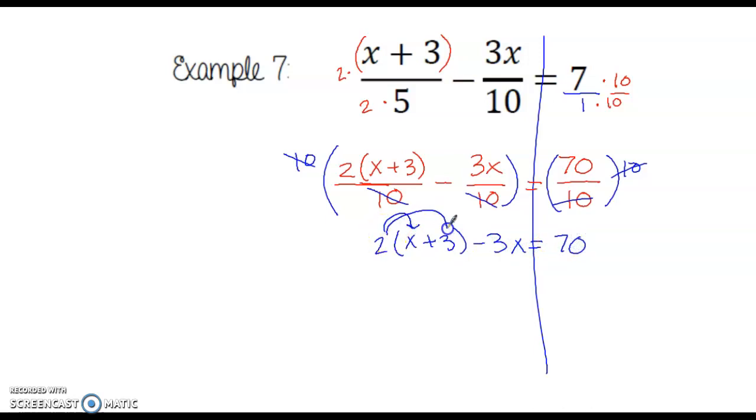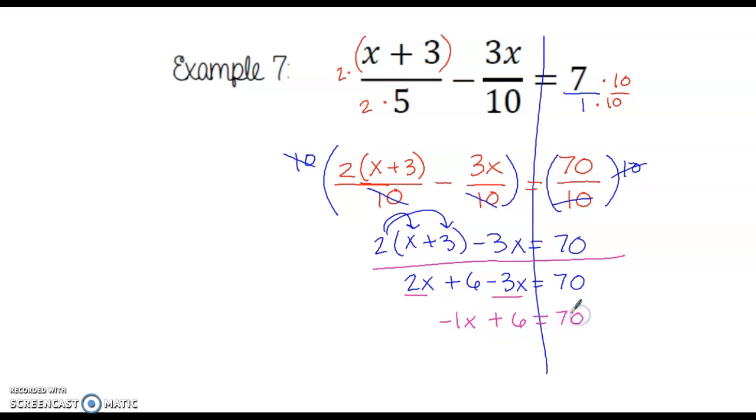Distribute the 2x, or sorry, 2 to the x to get 2x. Distribute it to the 3 to get a 6 minus 3x is equal to 70. Now we have two like terms on the left side of the equal sign, this one and this one, so we're going to combine them together. Same signs add and keep, different signs subtract. So subtract and keep the sign of the bigger number. So negative 1x plus 6 is equal to 70.